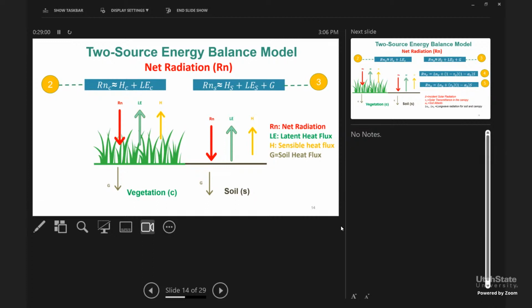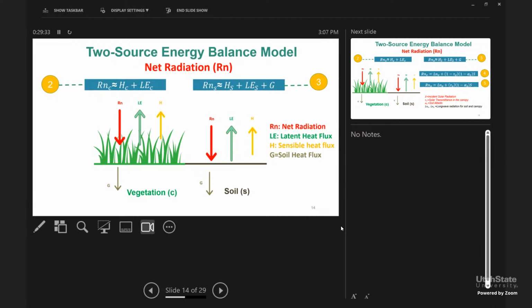Probably on the board it's a lot simpler to do it. We have net radiation, and I'm going to call it sensible. For some reason, the convention is calling sensible heat flux H. Okay, latent heat flux LE, and ground. But ground we're going to ignore for now. This is contained in soil and crop.